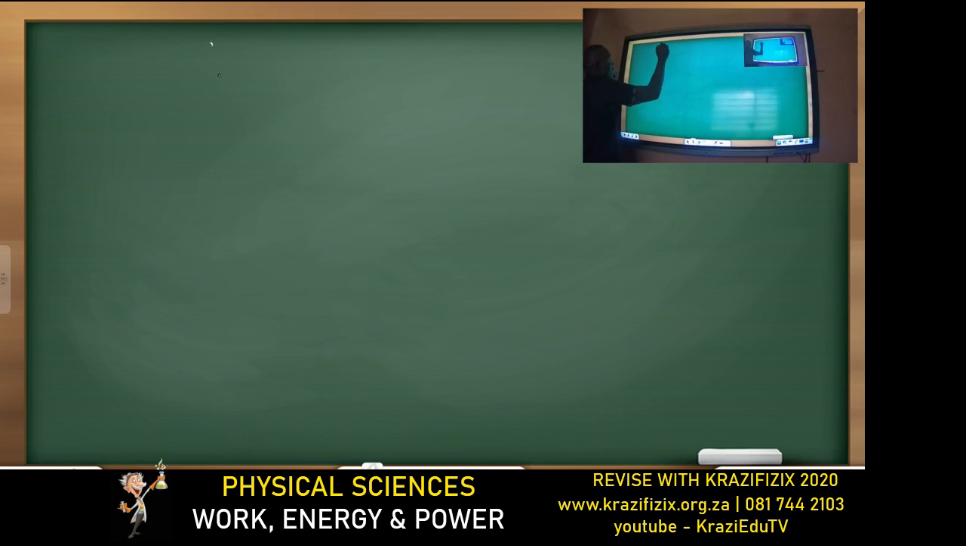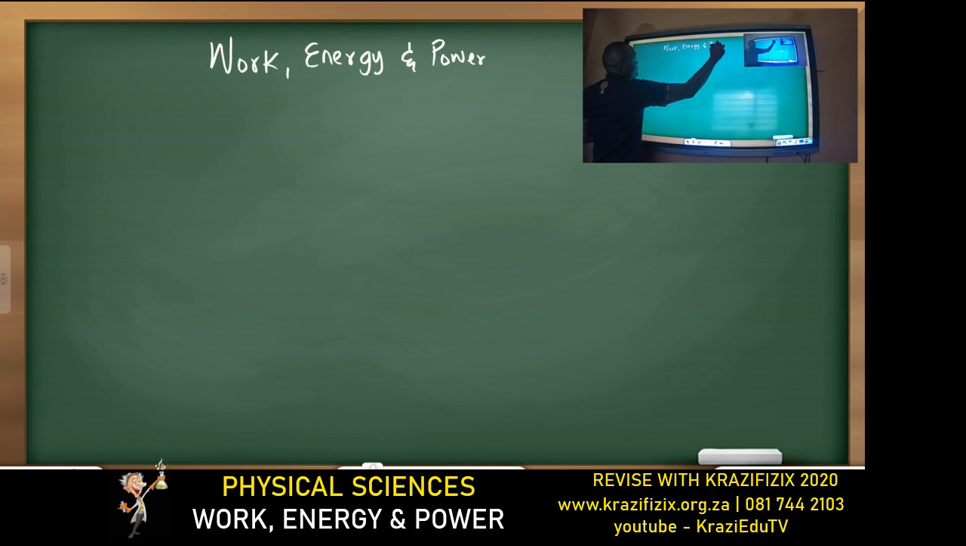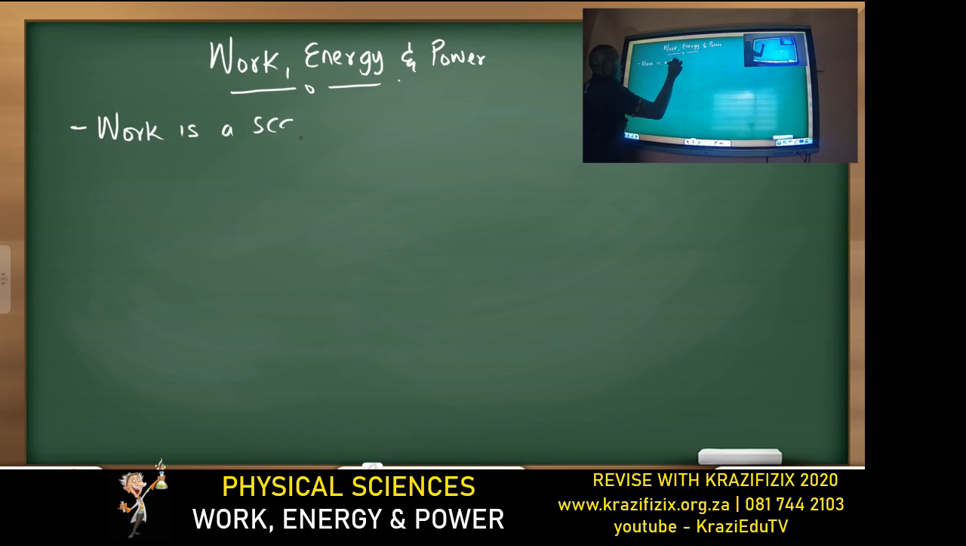Alright, now let's look at work, energy and power. I'm just going to summarize quickly and then we'll look at a question. First, we know that work is a scalar quantity. And the formula for work is F delta x cos theta, where F is a force.